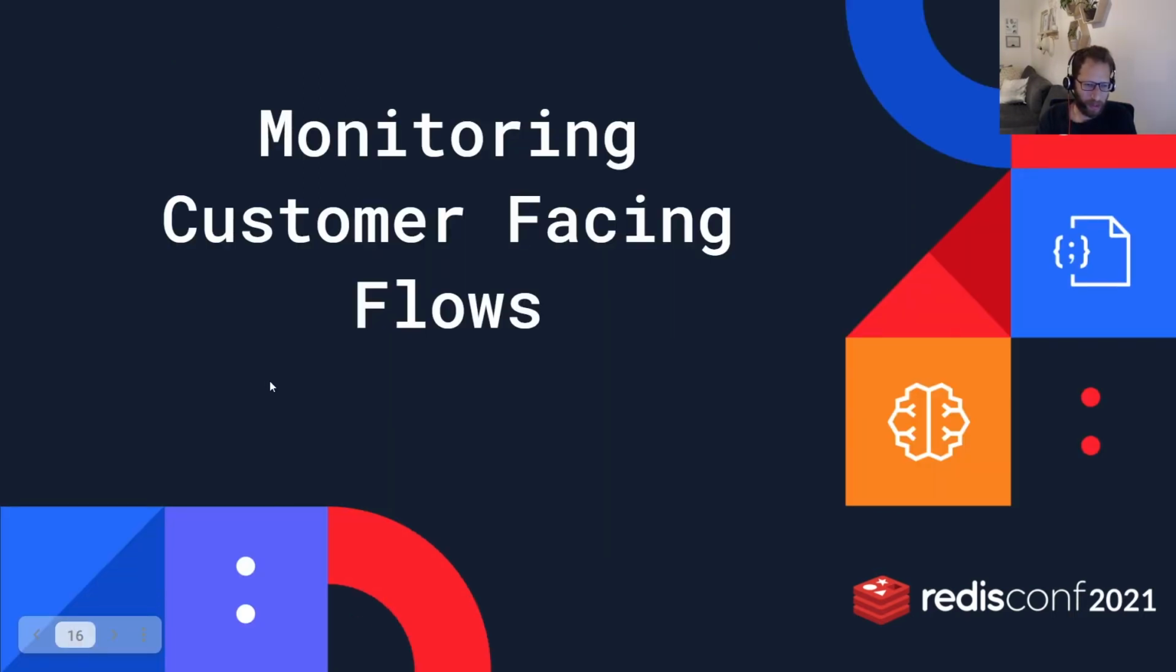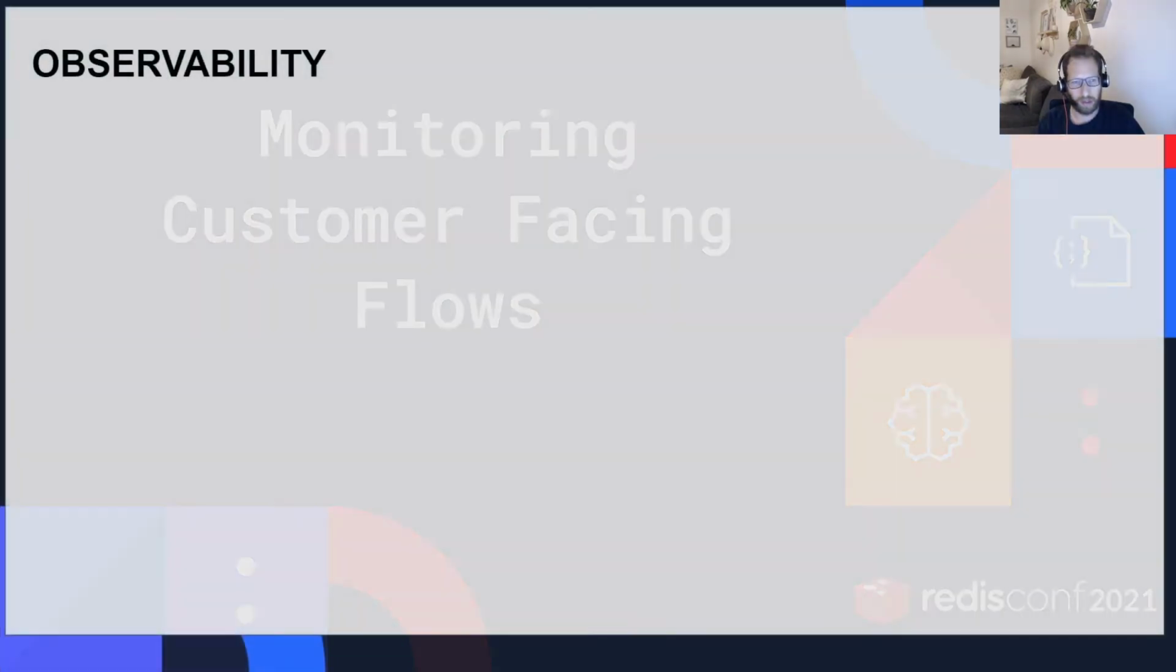The other part of monitoring Redis in a microservice environment is understanding the bigger story. Understanding Redis is important, but sometimes Redis is not the problem. It's just a service on the chain of serving a bigger purpose. Usually that is the case. And how do you actually monitor customer-facing flows?